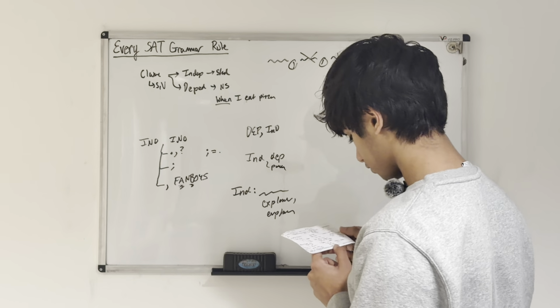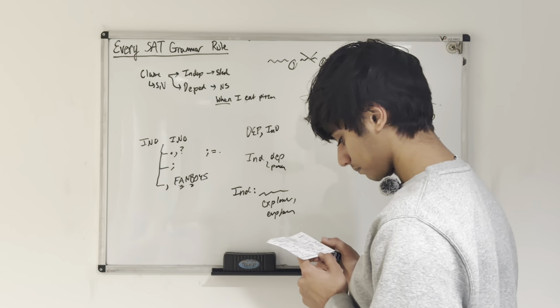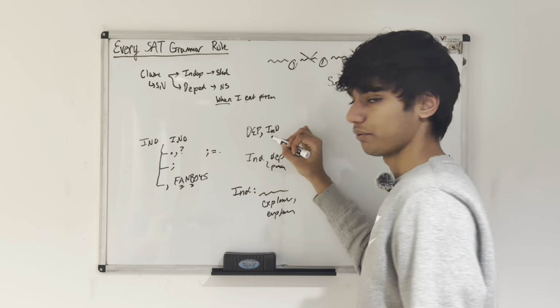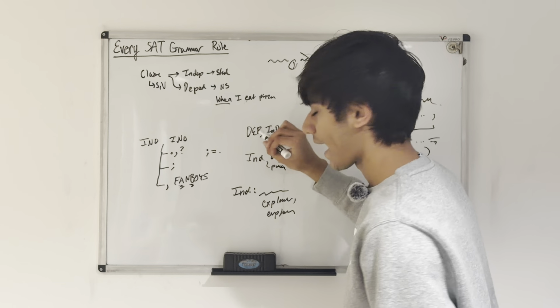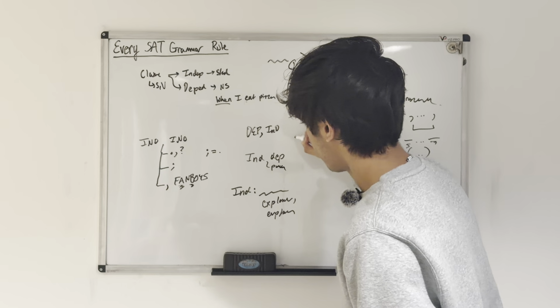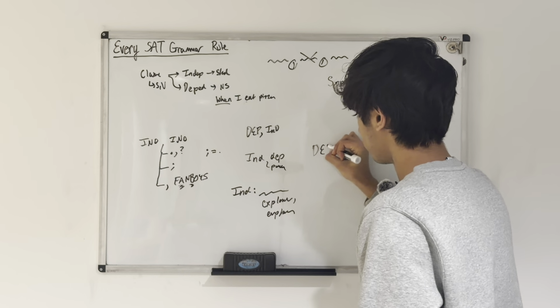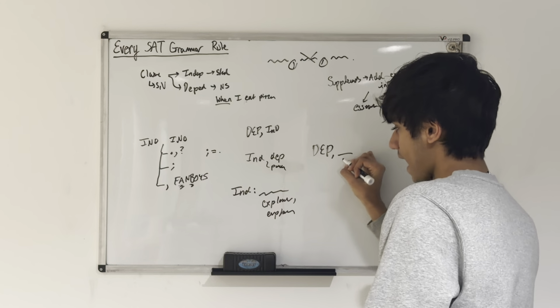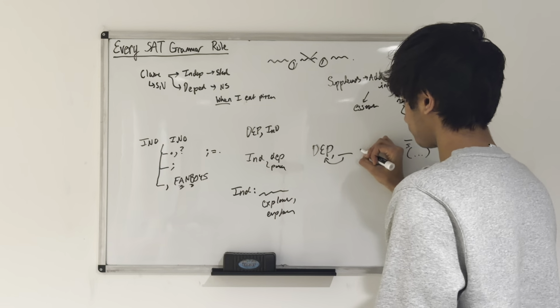Next, let's go over modifiers. So with a dependent clause followed by an independent clause, like I explained before, you have to make sure that whatever comes right after the comma matches whatever was being described before.